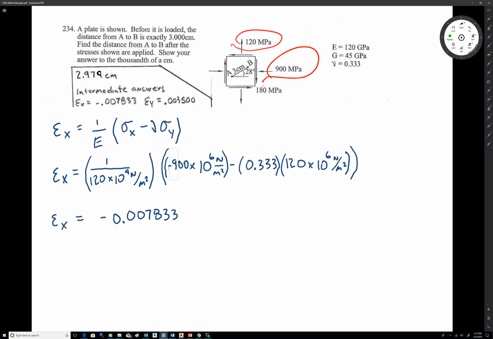All right, and then you'll do the same thing for y, and that'll just be 1 over E sigma y minus nu sigma x. It's just a mirror image of that equation that you see there for epsilon x. And you do the same thing a second time, you'll come up with the strain in the y.